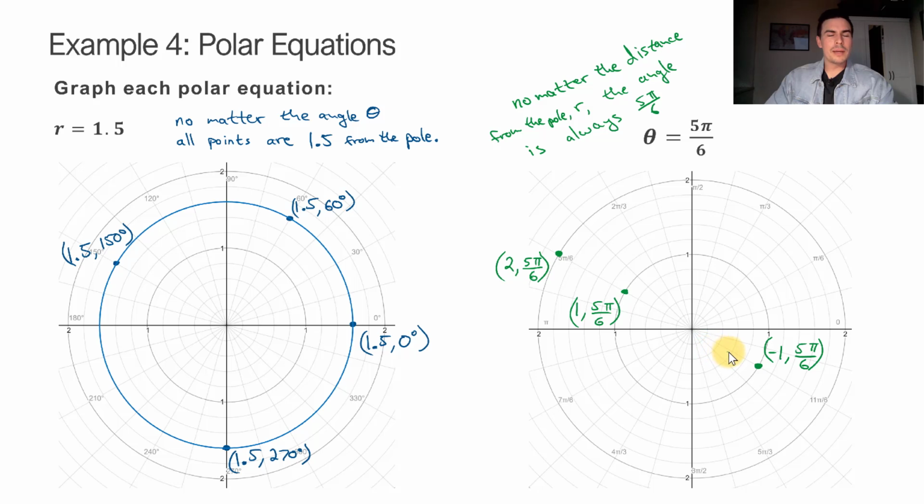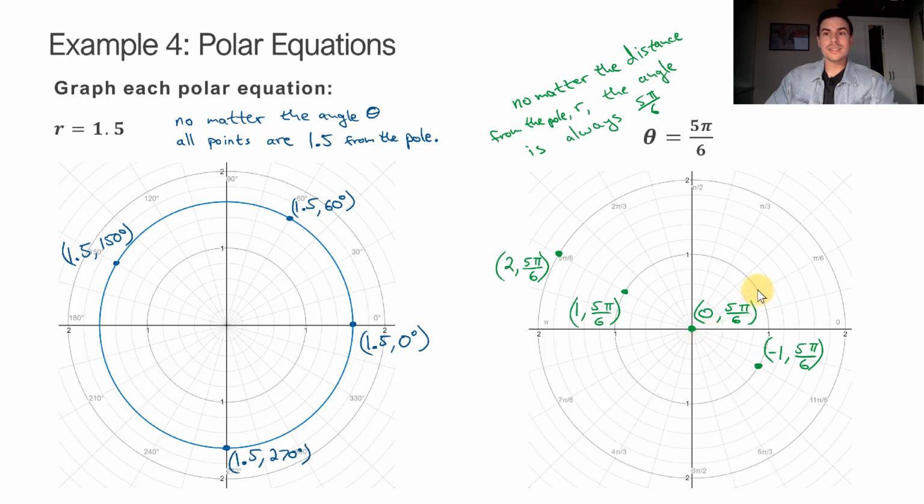And what about 0? What about the pole right here? The pole is actually any point that has an r value of 0. Keep that in mind, that's very important to understand. Any coordinate pair with an r value of 0 is just on the pole, so it doesn't matter what the angle is. That's going to land you right on the pole.